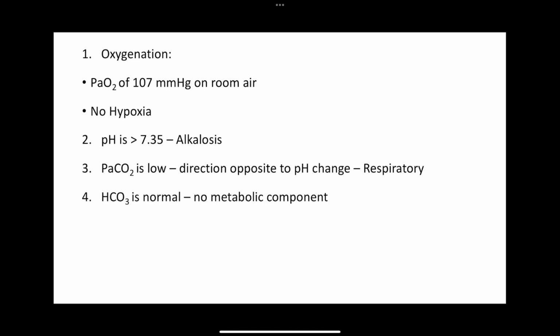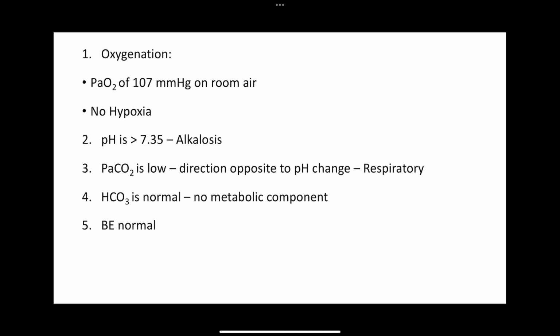Now PaCO2 is low in keeping with the alkalosis. So respiratory component is contributing to alkalosis or is the entire cause of it. And now we see the change in bicarbonate. So since it is normal, there is no metabolic component. Base excess is normal, suggesting that there is no extra bicarbonate adding to the alkalosis.